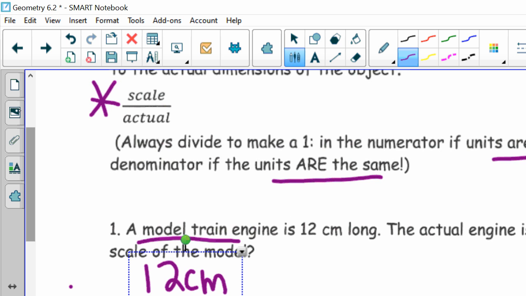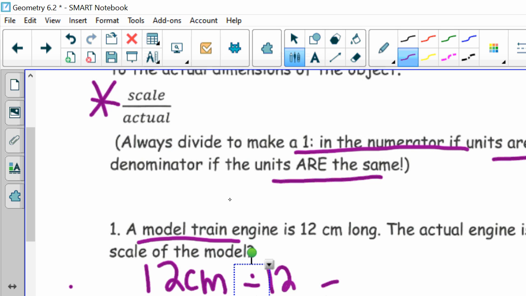The rule up here told me the units are not the same, so I divide to make a 1 in the numerator. What am I going to have to divide 12 by to get 1? Well, itself. So I want to divide this by 12. But whatever I do to the top, I also have to do to the bottom. I have to do the same thing to everything. So on top, 12 divided by 12 is 1 centimeter. On the bottom, 18 over 12. I can reduce that. 18 and 12 both have a 6 in common, so that will reduce to 3/2. And this is in meters.